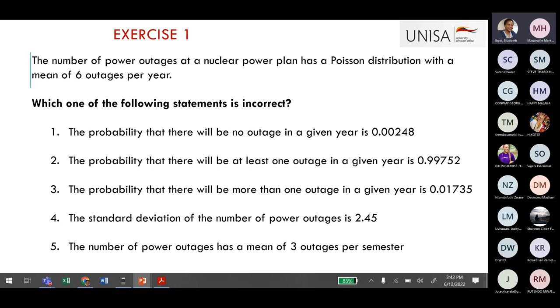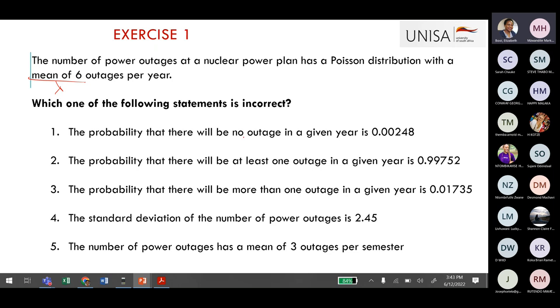The number of power outages at a nuclear power plant has a Poisson distribution with a mean of 6 outages per year. So we know that is our average. Which one of the following statements is incorrect? So you need to go to your table and answer the following questions. We can do the first question together, and then I will give you more time to do them on your own as we go along.